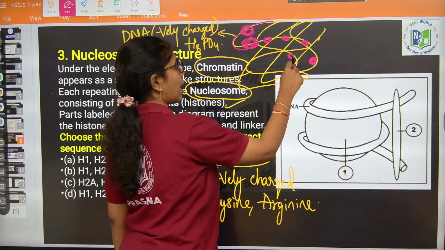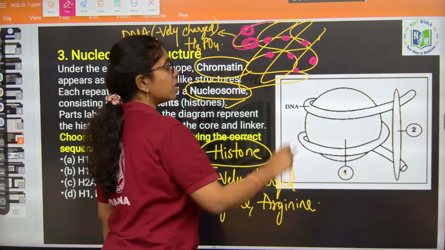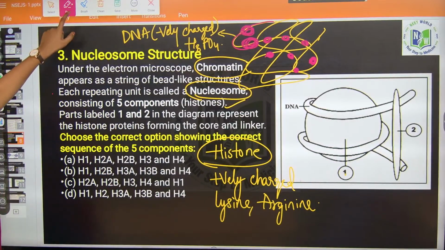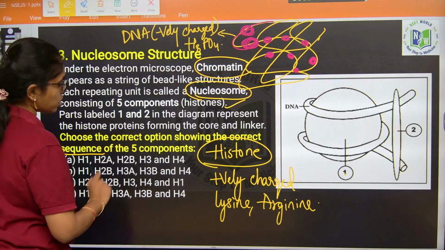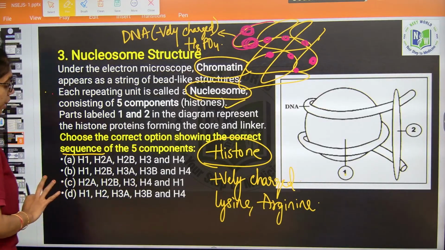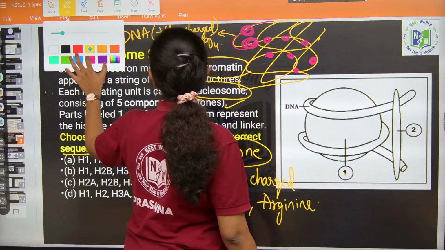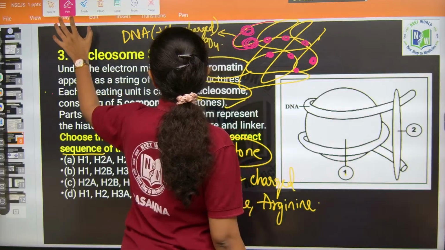So this complete chromatin structure is visualized like the beads on string model. Okay, this is visualized as what? Beads on string model. Understood, right? So here, choose the correct option showing the correct sequence of 5 components. Fine. So here this histone octamer which is at the center, okay, just a second.